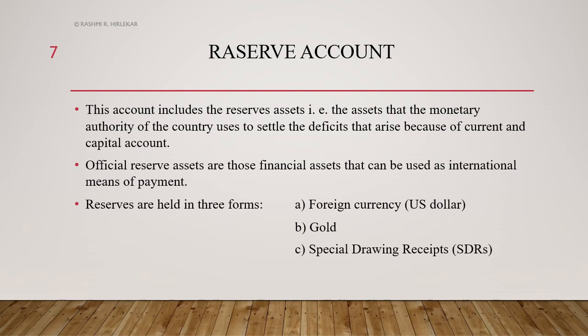Official reserve assets are those financial assets that can be used as an international means of payment. Reserves are held in three forms: in foreign currency, usually but not always US dollar, second as gold, and third as special drawing rights, that is borrowed from IMF. Note that reserves do not have to be held within a country. Most of the countries hold a proportion of their reserves in account with foreign central bank.